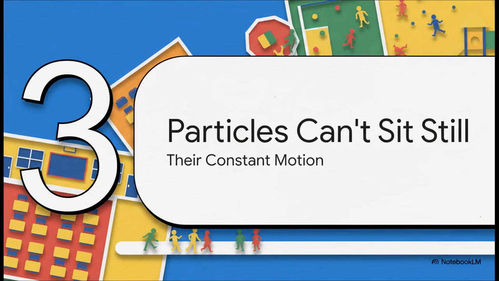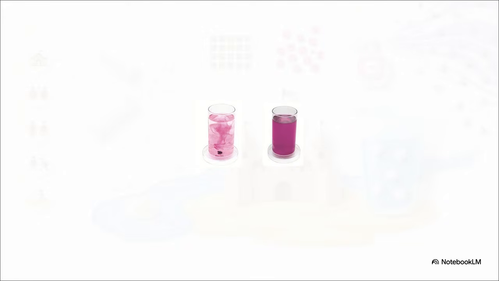But hold on, there's one more secret of these particles. They're always moving. They literally cannot sit still, ever. So let's explore this constant motion. Just watch this simple experiment. A tiny crystal of potassium permanganate is dropped into a glass of still water. Now notice, we are not stirring it at all. But slowly, the color starts to spread until the whole glass turns pink.